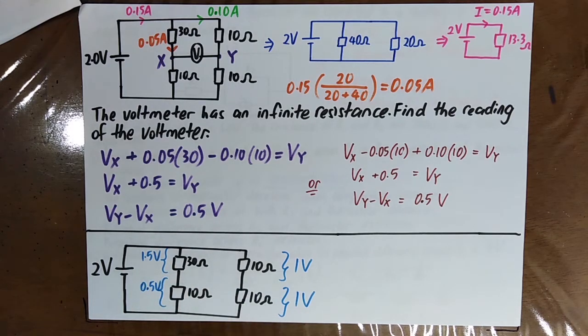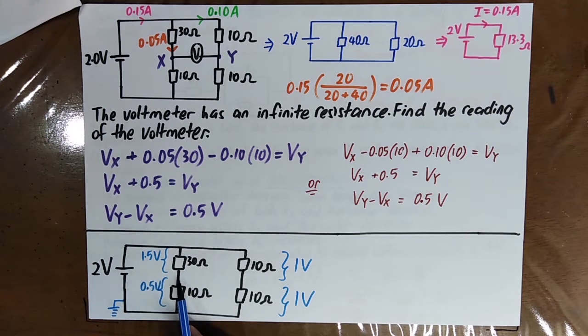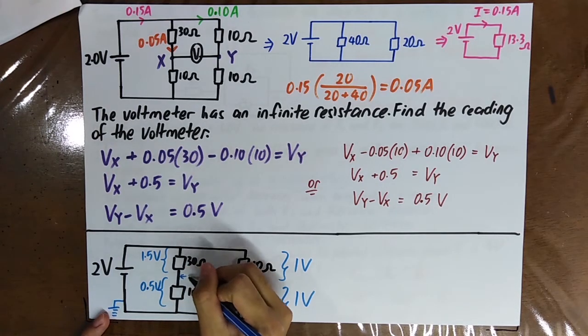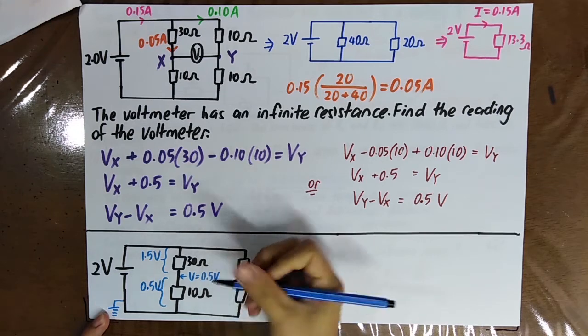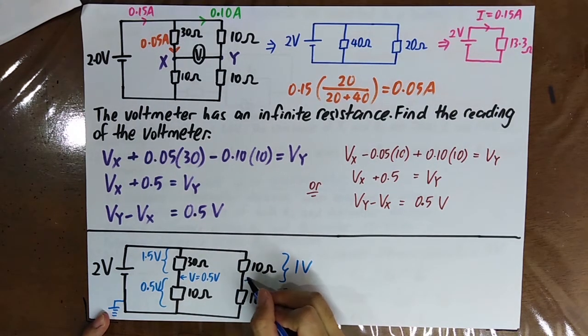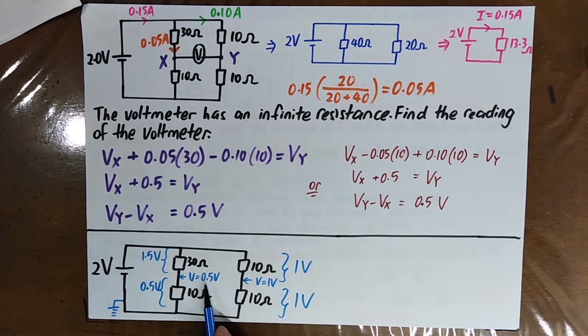is 0.5 volt. And then by using some earth sign, you determine that the potential here is 0, so the potential here is 2. Okay, so the potential here is 0.5 volt, and then the potential here is 1 volt. Okay, 1 volt minus 0.5 volt is equal to 0.5 volt. So you are still able to get the same answer.